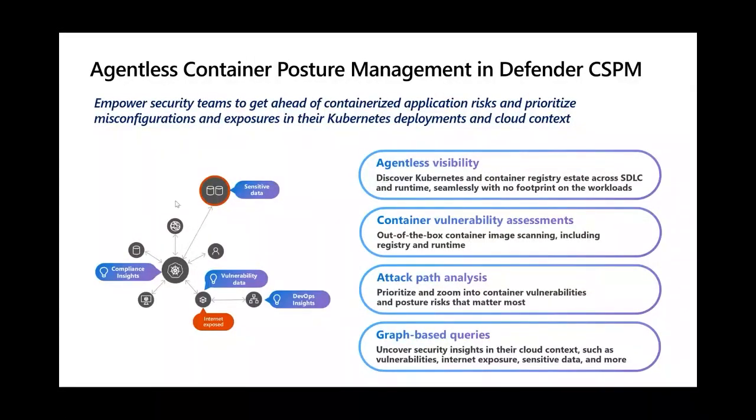Hello again, everyone. So, agentless container posture management. This is another capability that you receive when you enable the Defender CSPM plan. The capabilities include agentless discovery and visibility within the Kubernetes components. Agentless discovery for Kubernetes will provide you API-based discovery of information about your Kubernetes cluster architecture, be it your workload objects, and also the setup as well.